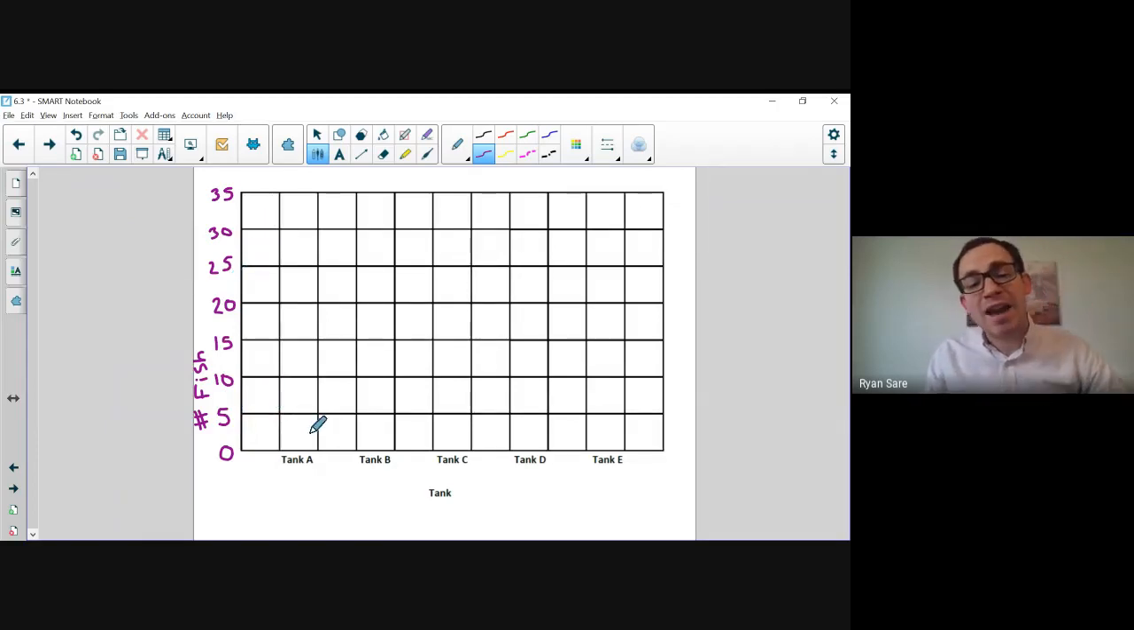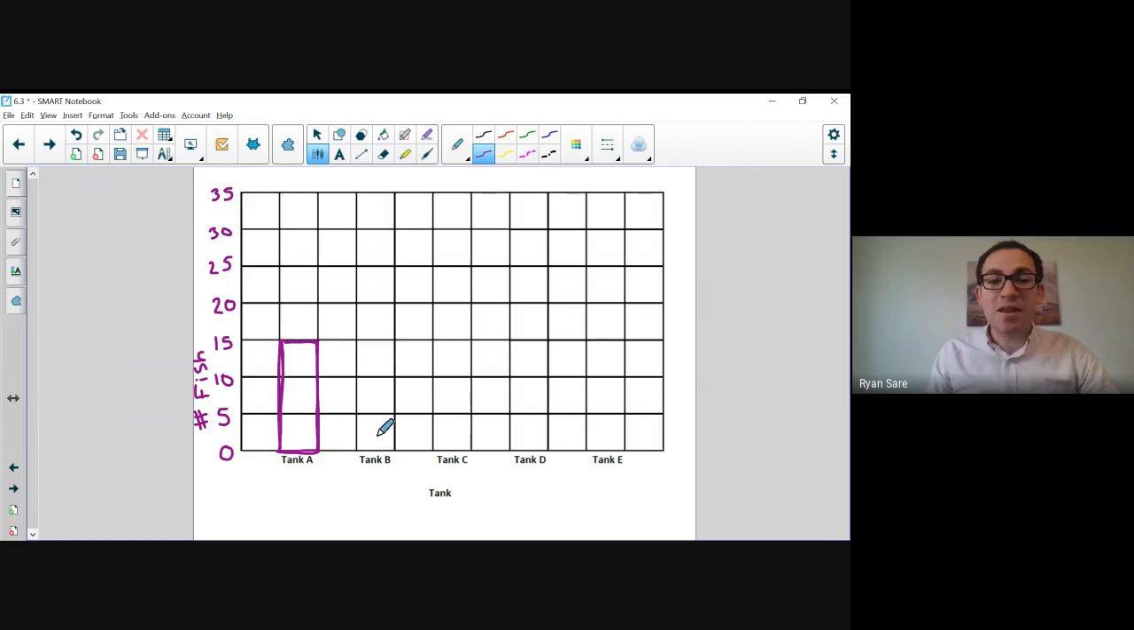Now tank number A had 15. So I'm going to go up 5, 10, 15 up to here. And I want to outline this whole bar. You see how it's creating a bar that I have outlined? I'm going to come back and shade it once I've got all of them filled in. It just saves me a little bit of time.